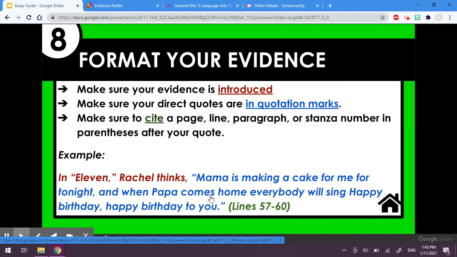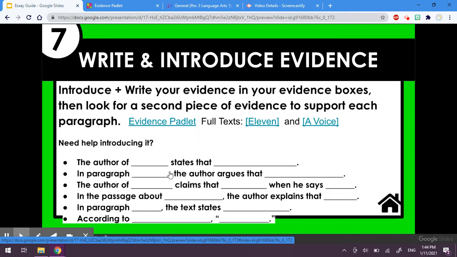Put any direct quotes, anytime you're borrowing words from the author, in quotation marks. And cite a page, line, paragraph, or stanza number in parentheses after your quote. Most folks are citing a page number or a line number for 11 and a line number or a stanza number for A Voice. Any of those is totally fine. This just shows your reader where you got your information from. When I'm grading for evidence, I'm looking for these three parts. If you need help introducing evidence, there are some examples right here that you can use. Feel free to pause and do that now if you need it.